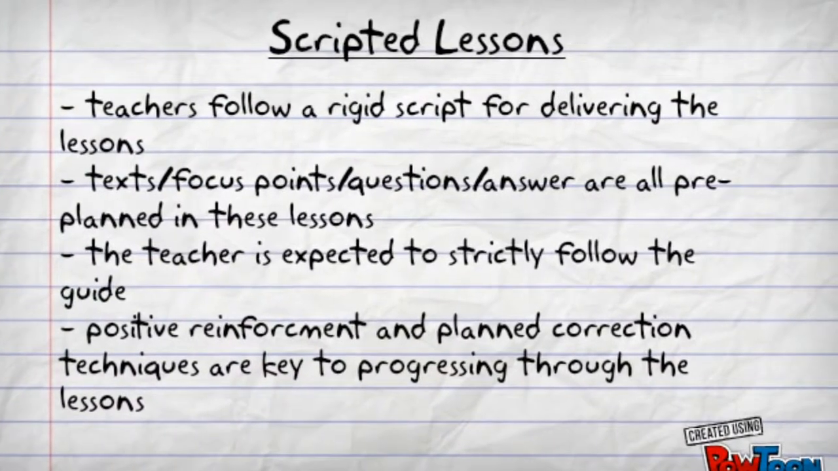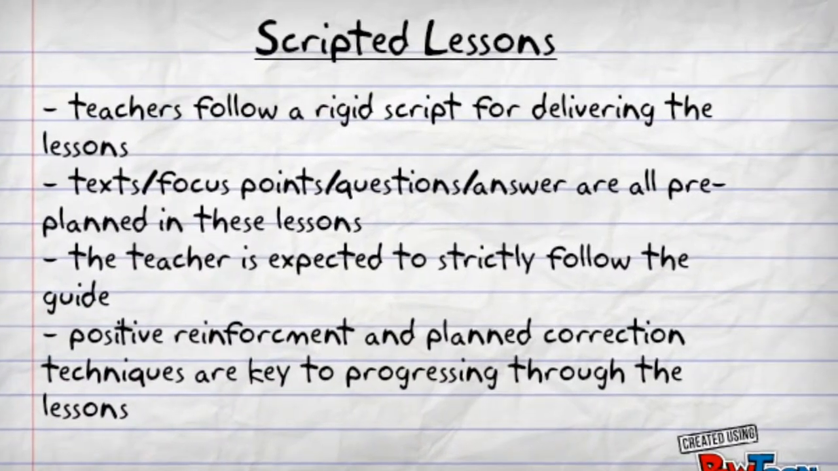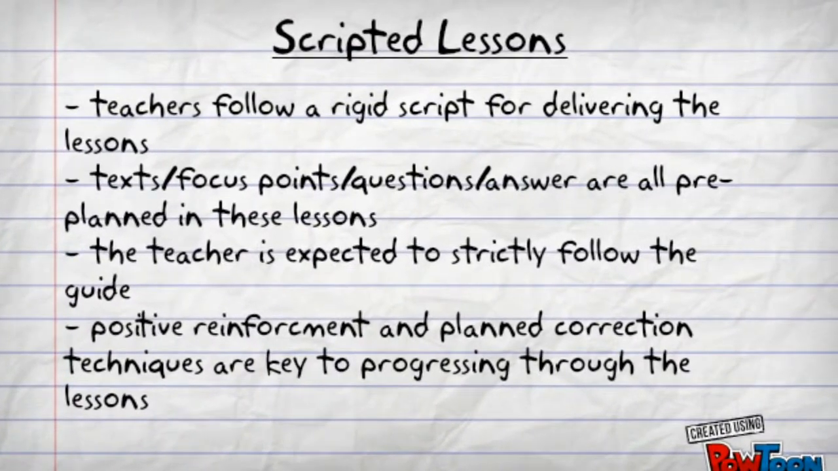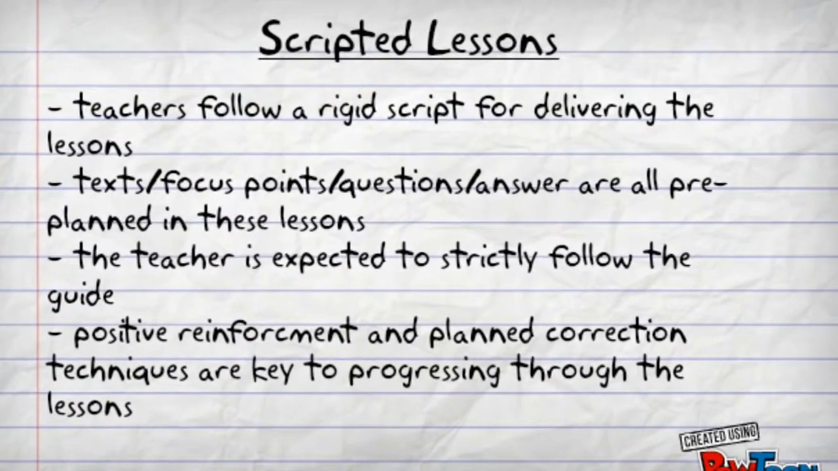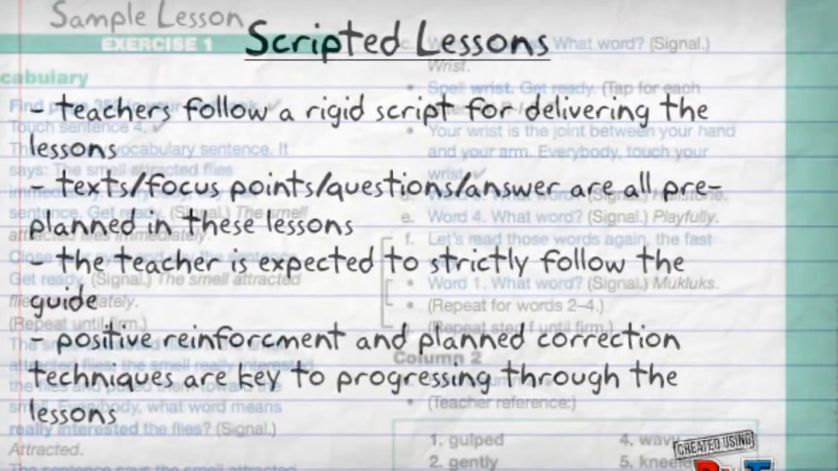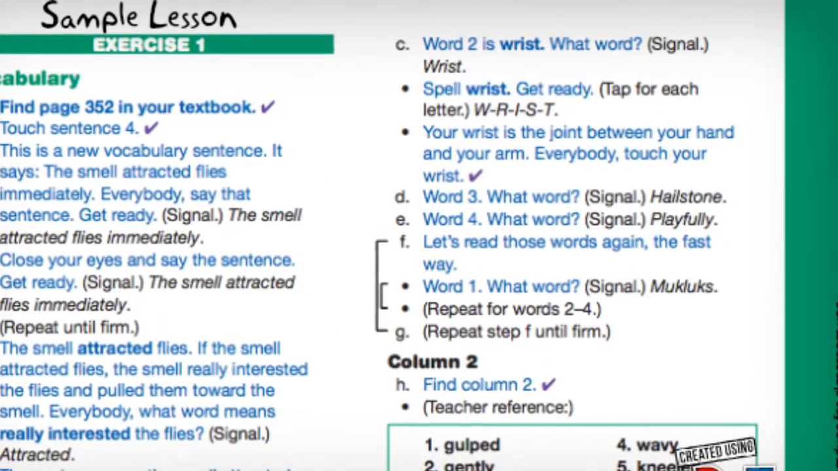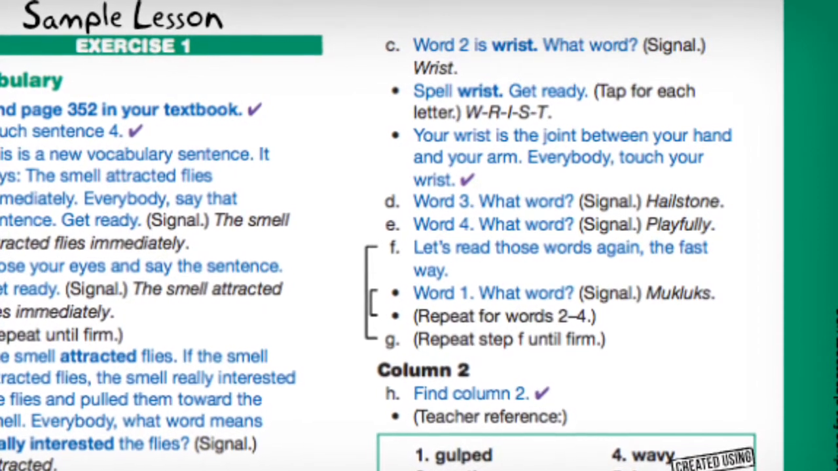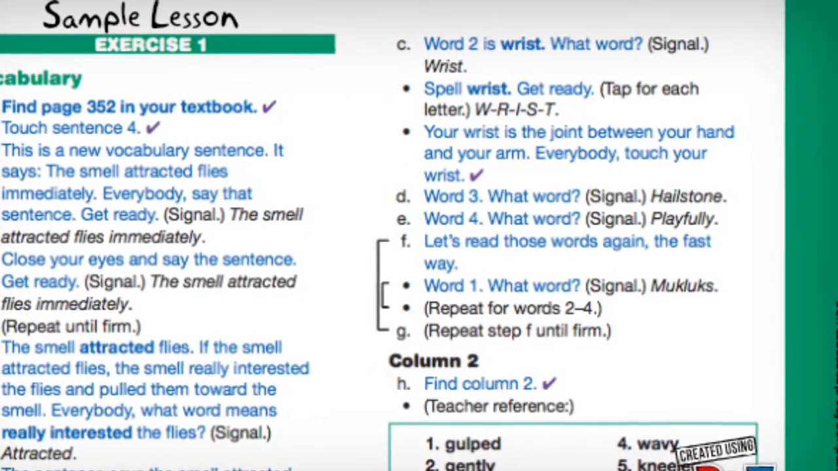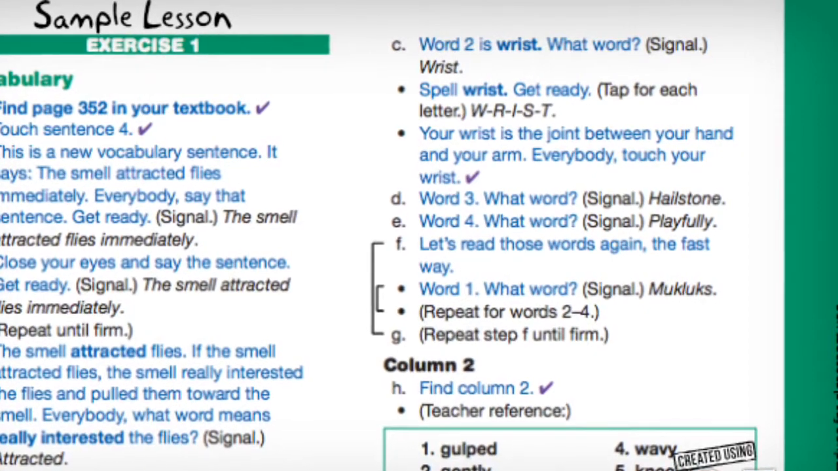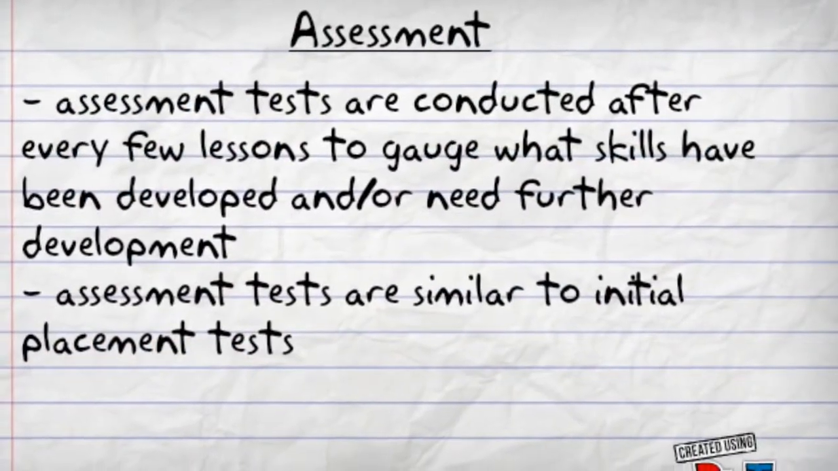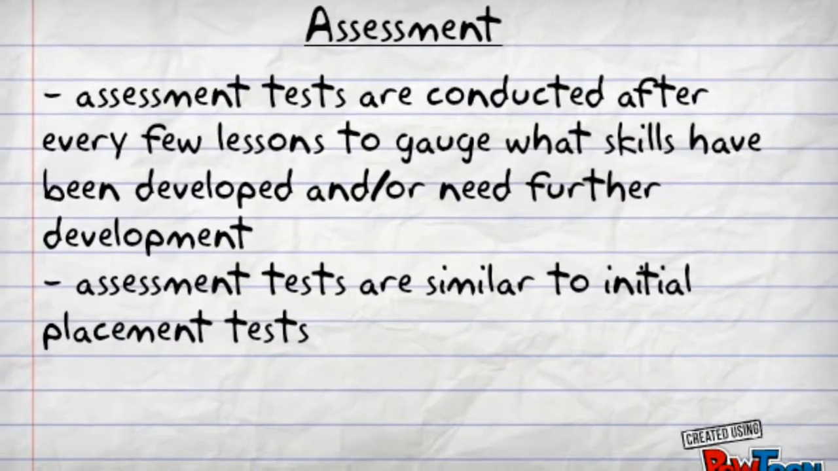The Reading Mastery program is extremely restrictive when it comes to delivering a lesson. Positive reinforcement and planned correction techniques are key components of those lessons. Here is an example of a scripted lesson plan. It is believed that any changes in the lesson plan will affect the results in a negative manner. Therefore, such changes are openly discouraged. Regular assessment tests are conducted in order to track the child's progress.